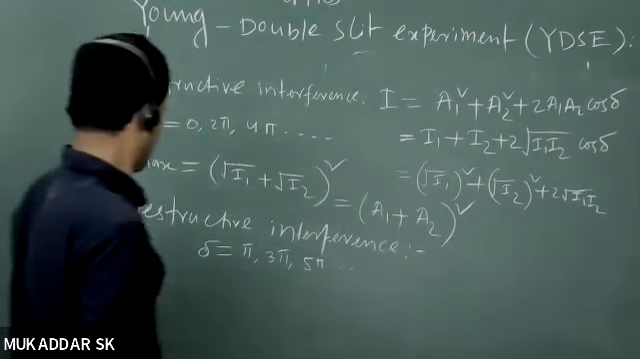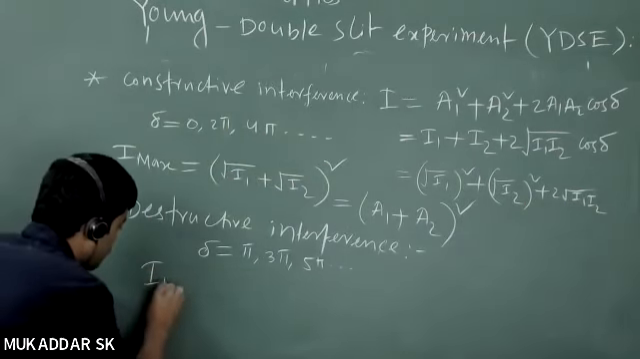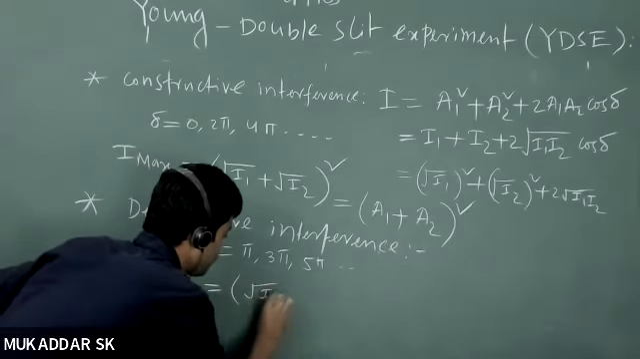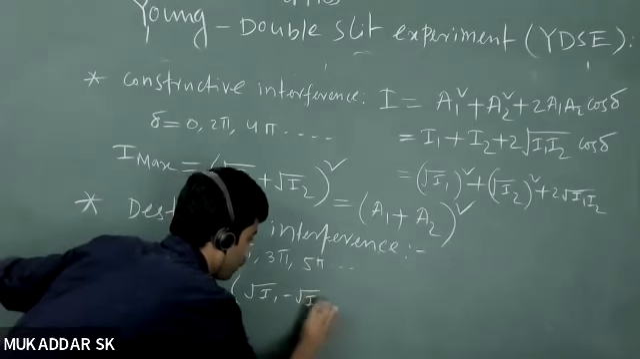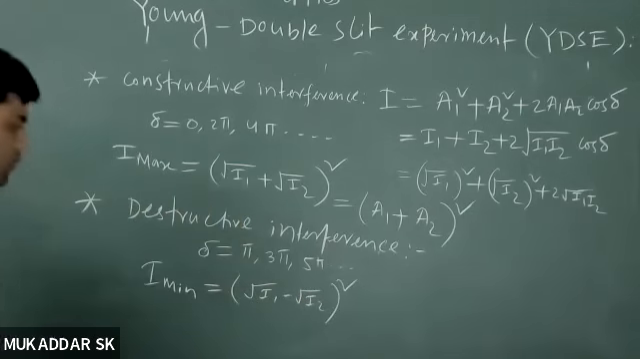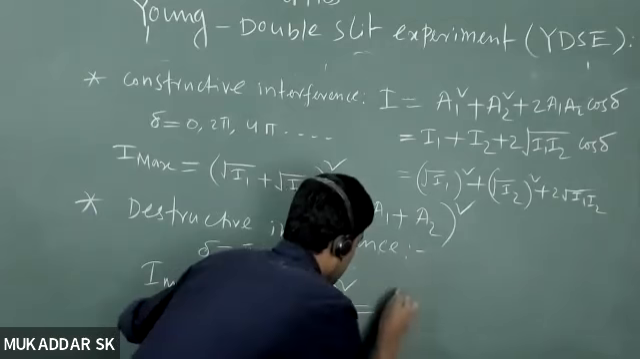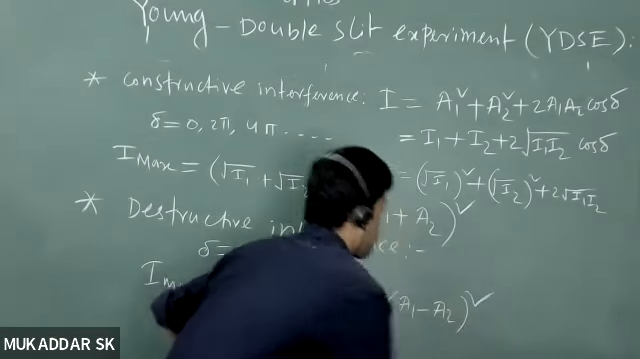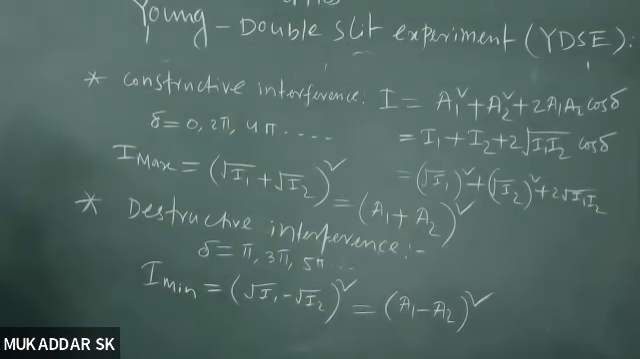So basically you will get minimum intensity, and how much will that be? Root over I1 minus root over I2 whole square. So you can write in terms of amplitude like (A1 minus A2) square. क्या इतना क्लियर है?